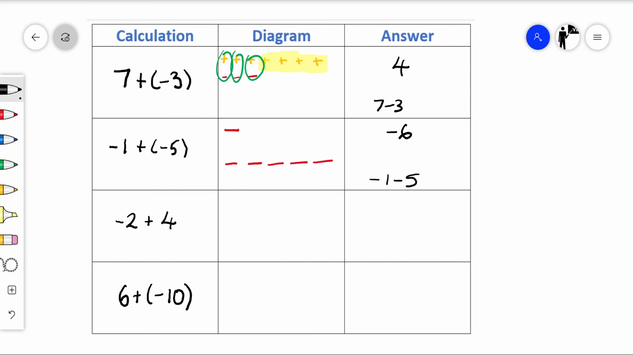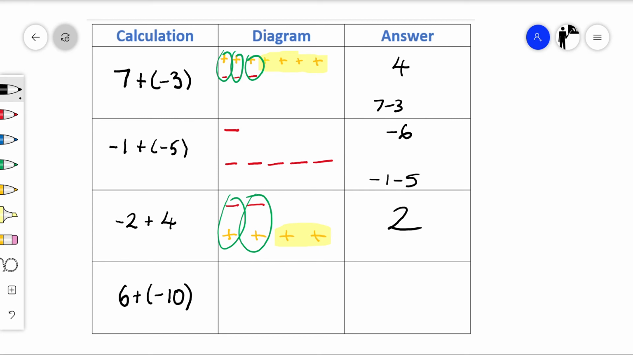Okay, the next one, minus 2 plus 4. I can represent this with my diagram with minus 2 and with plus 4. 1, 2, 3, 4. If I've got any zero pairs, I'll identify them. I've got 1 and 2. I've got 2 zero pairs. What am I left with? I'm left with plus 2. So the answer here would be 2.